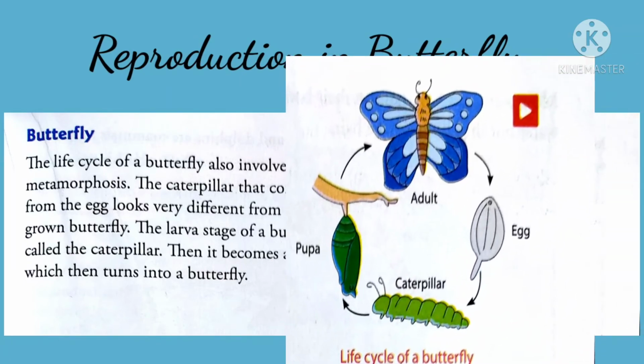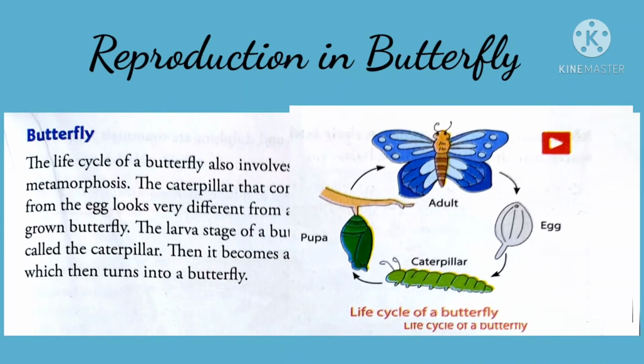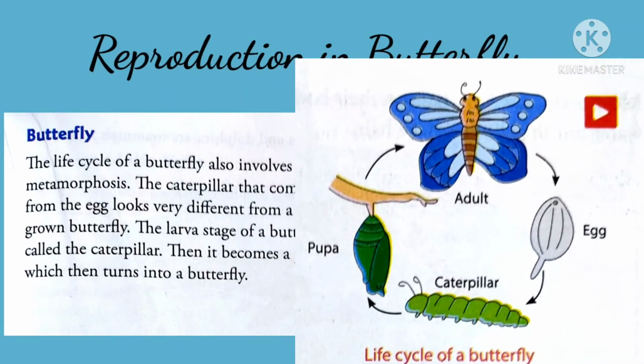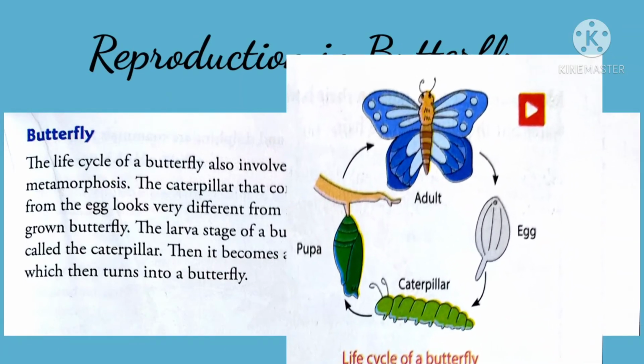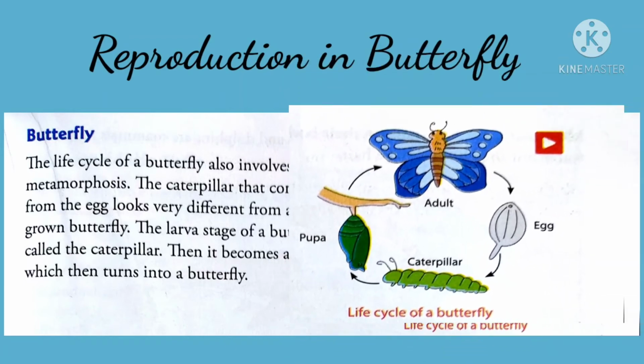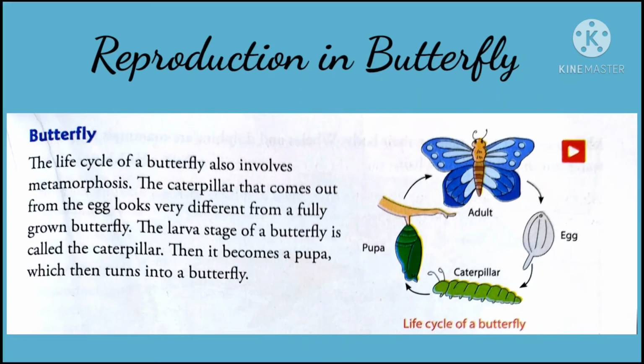Pupa is a stage, students, in which the body of the caterpillar is covered with a thread-like structure, and finally after undergoing the stage of pupa it turns into a beautiful butterfly, and this process keeps on repeating in case of butterflies. So students, that's a bit about egg-laying animals.